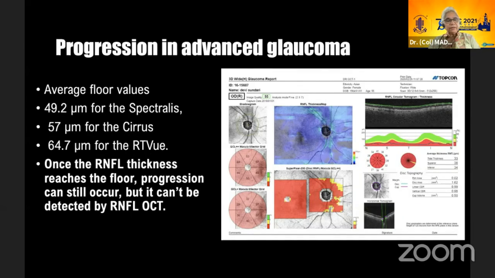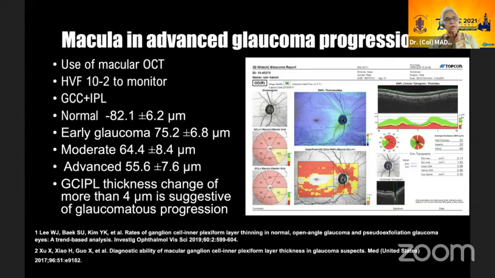So once RNFL thickness reaches the bottom in its progression, we switch back to the macula, because these thicker layers reduce slowly. So now we have something, and here we have, as Medha already told, GCC and GCC plus plus. So we can have both these parameters. And if you look at the macula, normal is 82, early glaucoma 75, moderate 64, and advanced 55.6. So up to 55.6, we really have scope to see the progression on OCT in these patients.